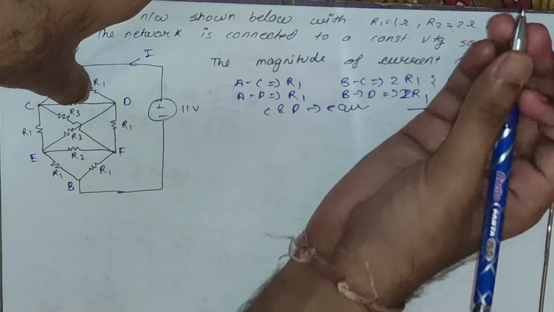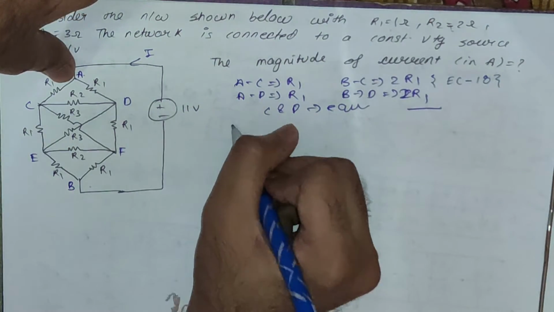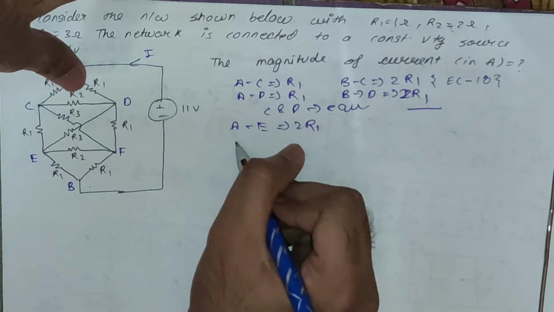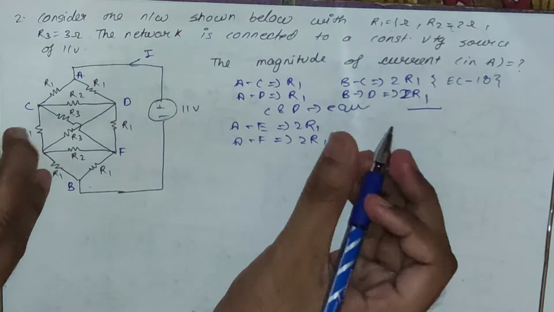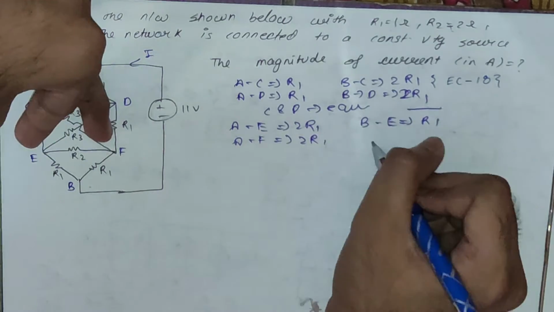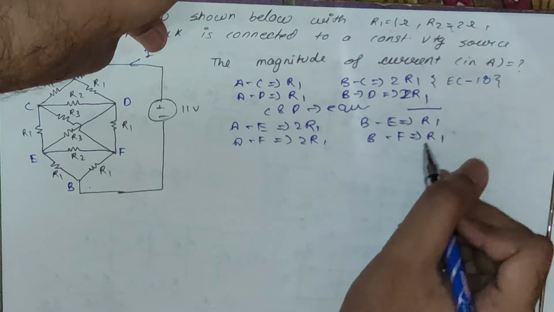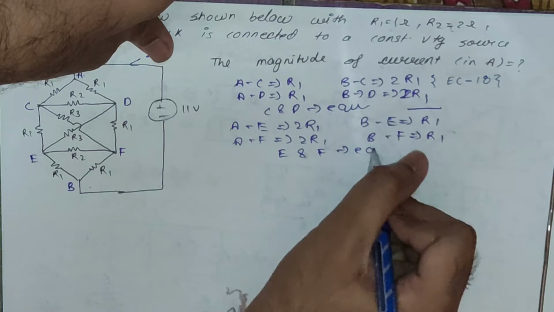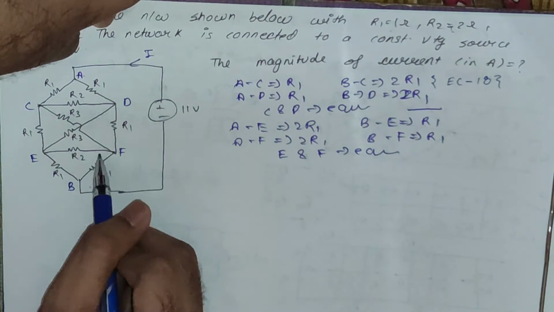Now let's check for another potential pair, E and F. From A to E we have 2R1, right? From A to F we have 2R1. Similarly from B to E we have a distance of R1, and B to F we have a distance equal to R1, right? Both the distances are the same, so E and F are also equidistant points. So now we can short circuit these two resistors.